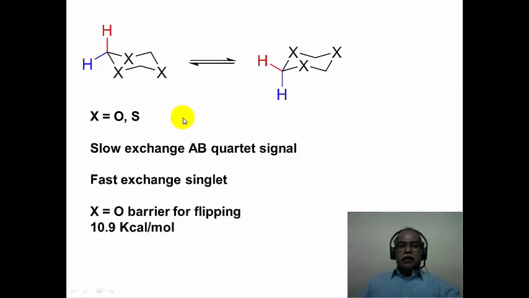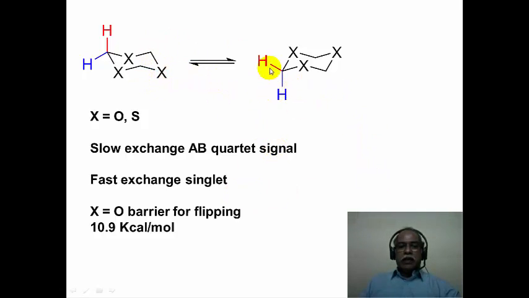Let us take another example of a chair-to-chair interconversion. It is not only cyclohexane that undergoes chair-to-chair interconversion. This kind of heterocyclic system where X is equal to oxygen or sulfur, in other words, 1,3,5-trioxane or 1,3,5-trithiane kind of molecules, also undergo rapid interconversion from one chair form to another chair form. The chair form interconversion is denoted by the axial hydrogen being red here, which becomes equatorial upon chair-to-chair interconversion, and the equatorial hydrogen being blue here, which gets converted into the axial hydrogen during the chair-to-chair interconversion.